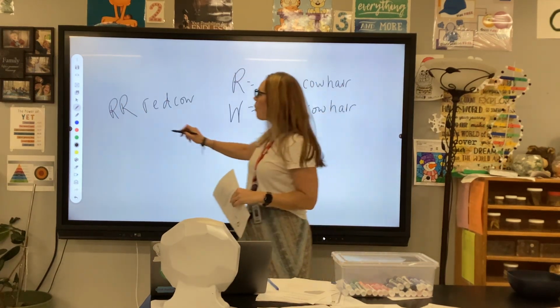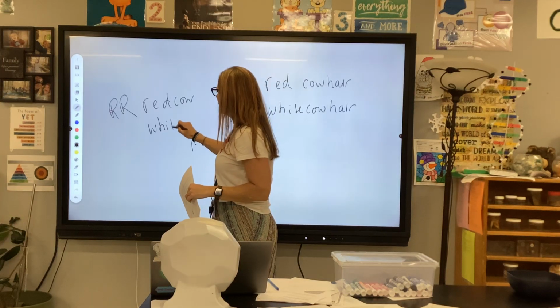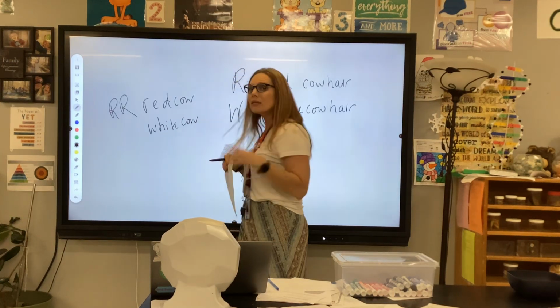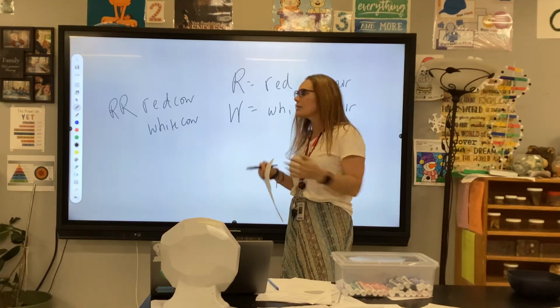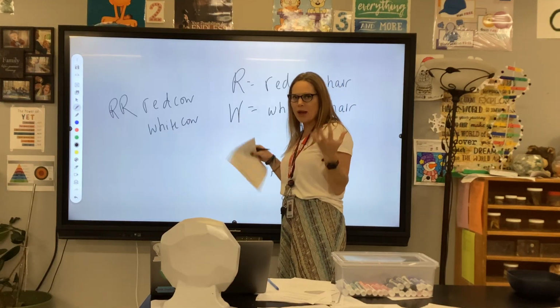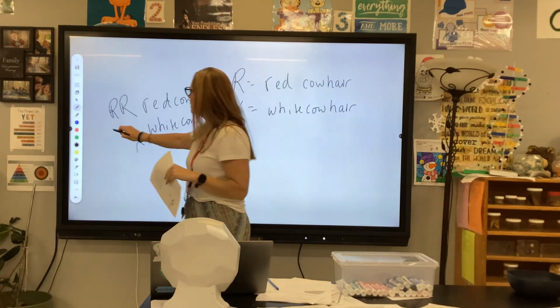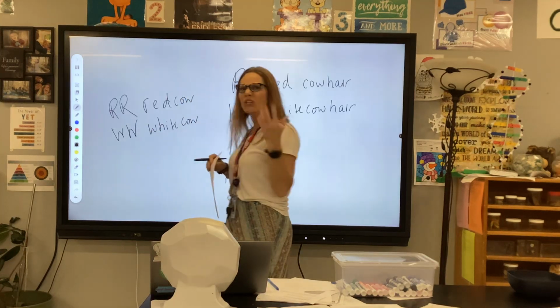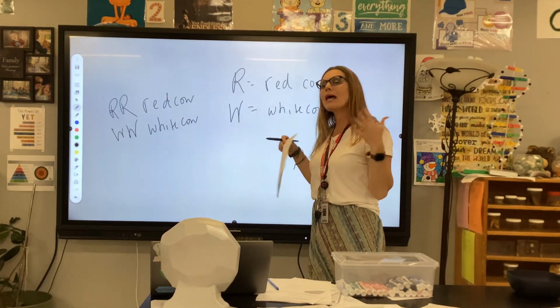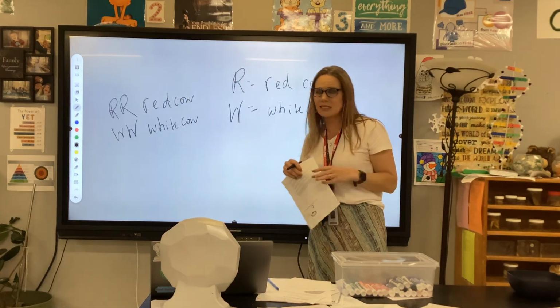Likewise, what if we have a white cow? Well, the only way to have fully white is to have the two W votes, right? Mom and dad both gave you that white vote. So your DNA will only make the white hair. So again, what happens now if we have a heterozygous individual?